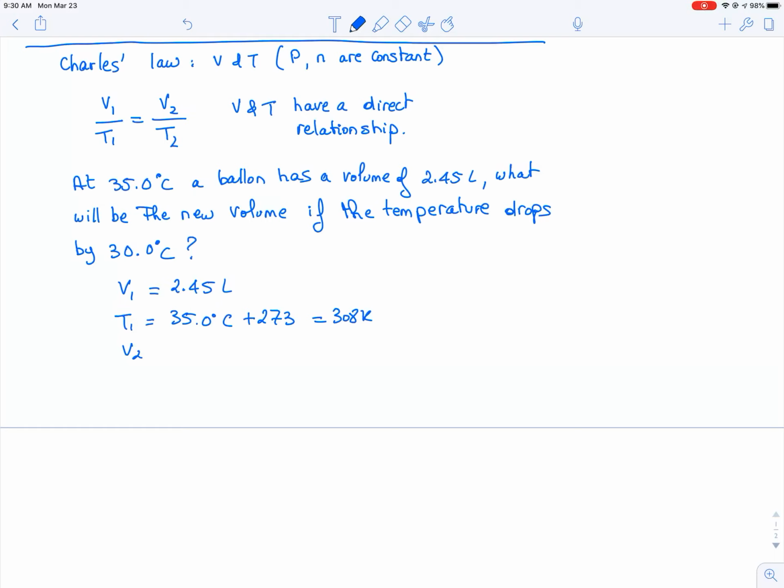And then V2 is what we're looking for, right? What will be the new volume? Yeah, so that's X, that's my unknown. And if the temperature drops by 30 degrees Celsius, is the new temperature 30 degrees Celsius?